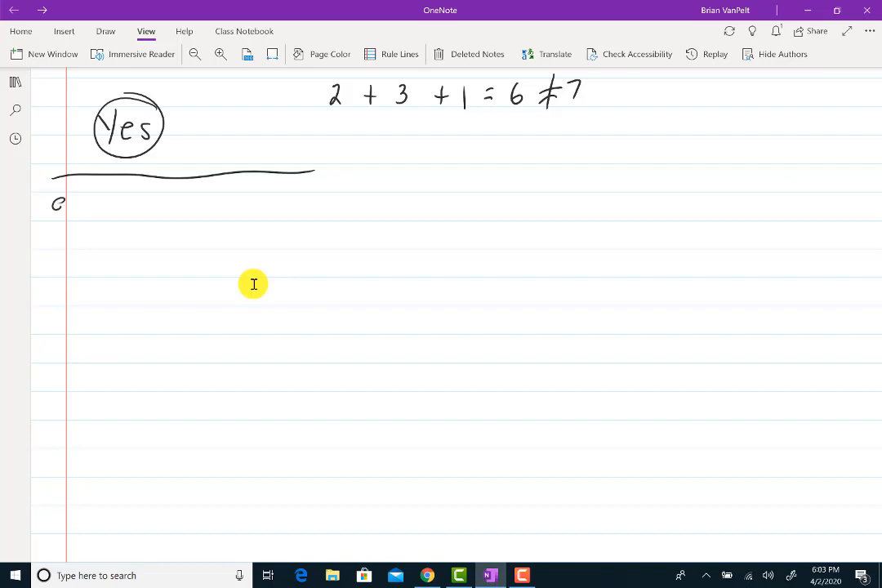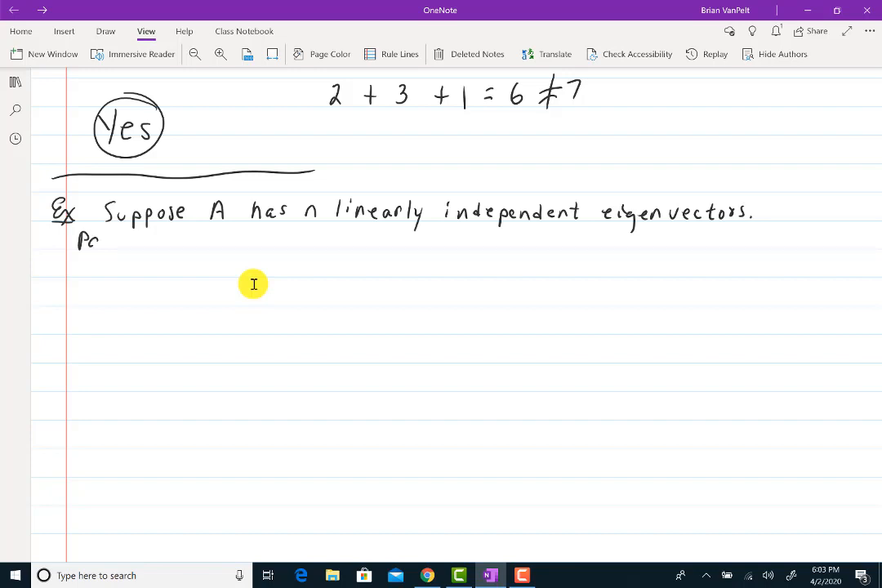Here's one that may or may not. It depends on how you're doing it. If you're working, say, via a computer program or something like this, this might be a very useful result. Suppose A has n linearly independent eigenvectors. So it's diagonalizable as well, I'm saying that. Prove that the transpose of A also has n linearly independent eigenvectors.